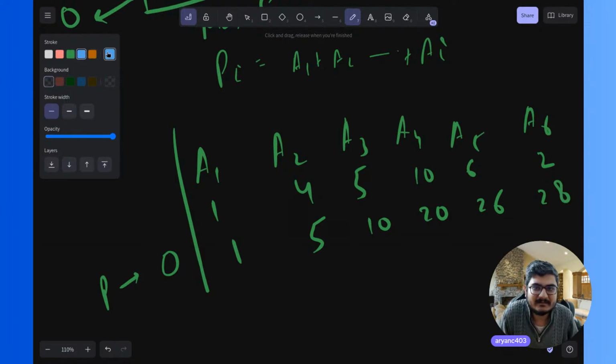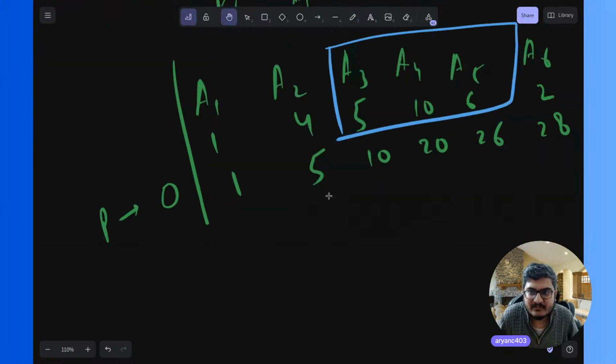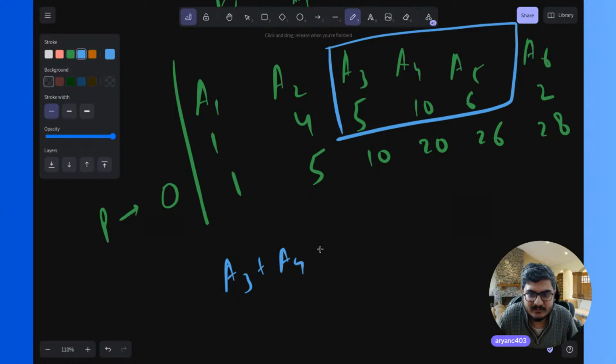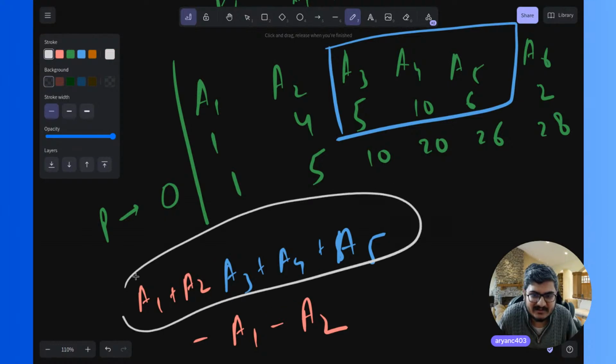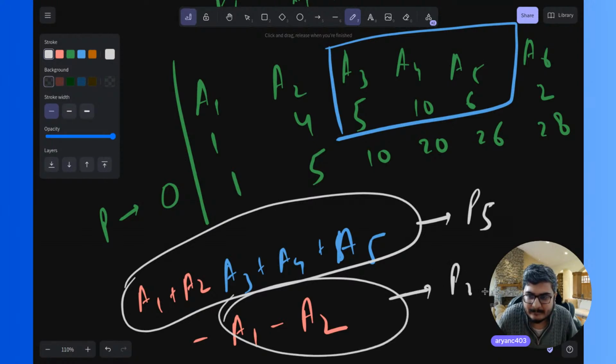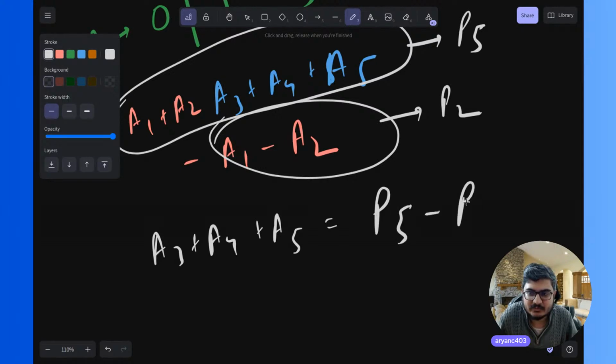Now let's say we want to find the sum of values in this range. What we can do is write a3 plus a4 plus a5 as a1 plus a2 plus a3 plus a4 plus a5, minus a1 minus a2. And if you notice, the first part is equal to the sum of the first 5 terms, which is p5. This is the sum of the first 2 terms, which is p2. So our a3 plus a4 plus a5 is essentially p5 minus p2.